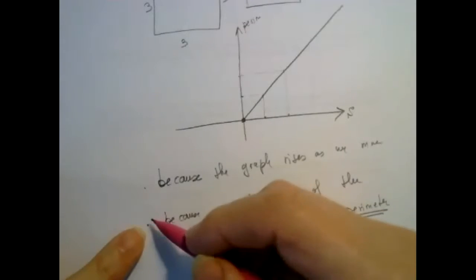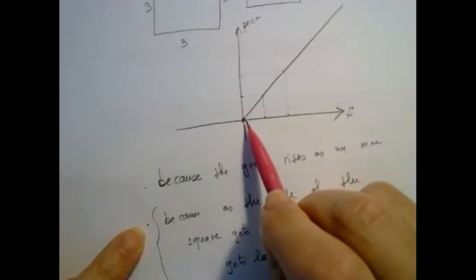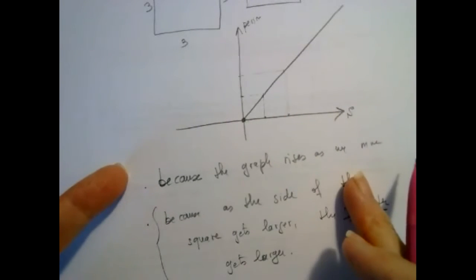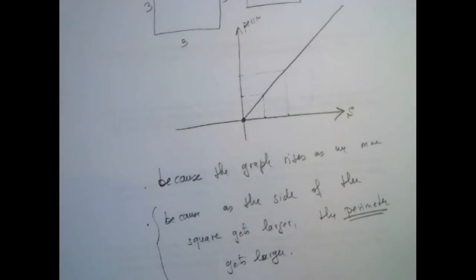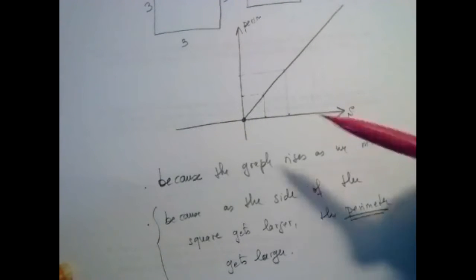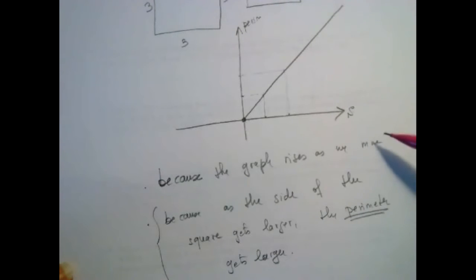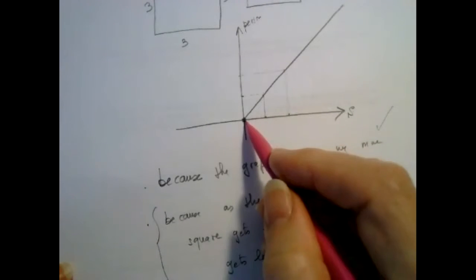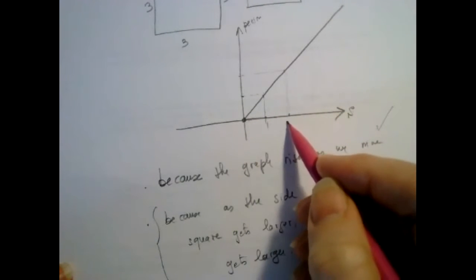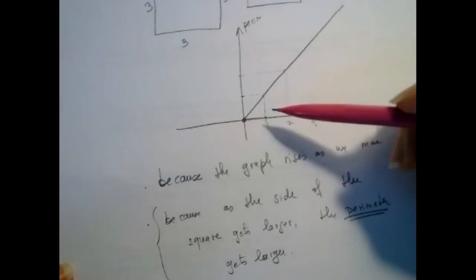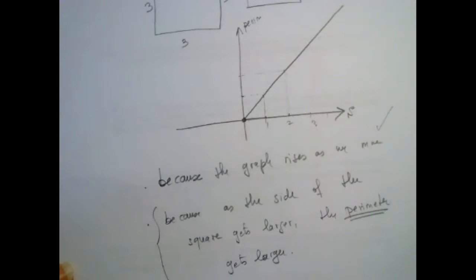That's the way actually I see it, this way. As you increase the side of the square, the perimeter, which is the output, is also going to get larger. It means increases in value. So either you sketch the graph and you tell me graphically the graph is rising as you move from left to right, or in words, as the side increases 1, 2, 3, the perimeter itself is also increasing.